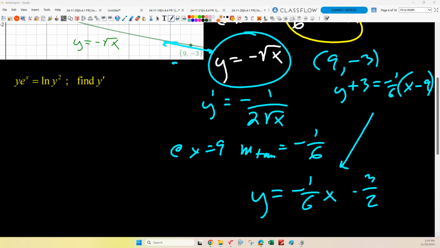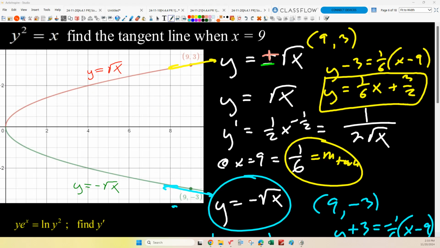Can we do that more easily? Yes, we can do it a lot more easily. That's my point: doing it this way is not a good way to do it. Solving it explicitly for y caused this thing to be really complicated. I had to deal with two separate parts and find two tangent lines independently, okay?